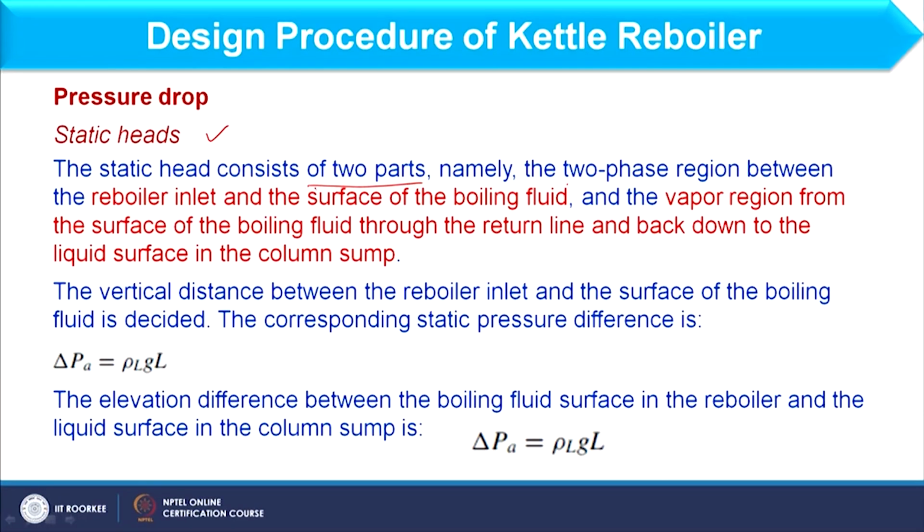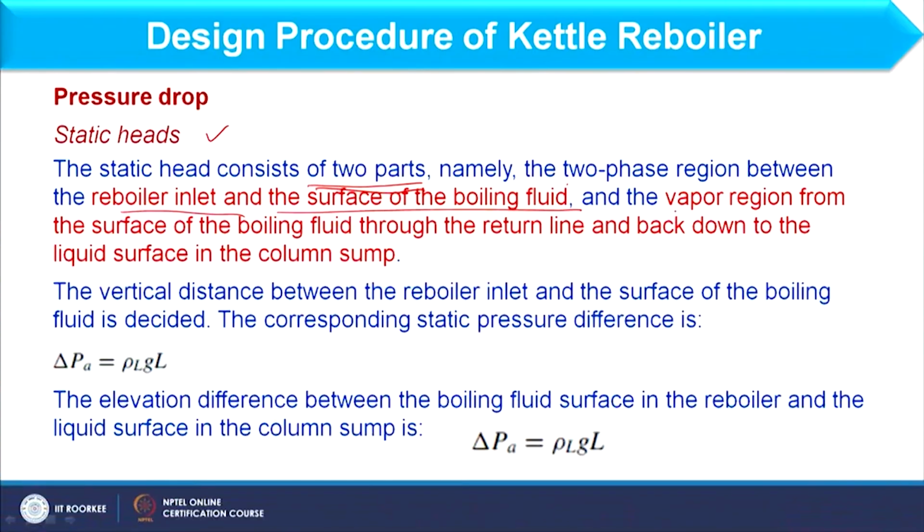First of all, we will focus on static head. The static head consists of two parts. One is between the reboiler inlet and the surface of the boiling fluid, that is, from the inlet pipe to the liquid available in the reboiler, because liquid will stay there and put some static head. The other is the vapor region from the surface of the boiling fluid through the return pipe and back down to the liquid surface in the column sump.